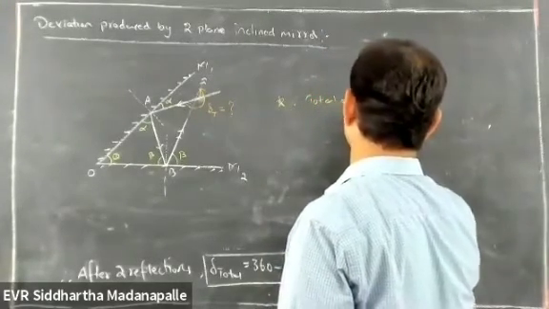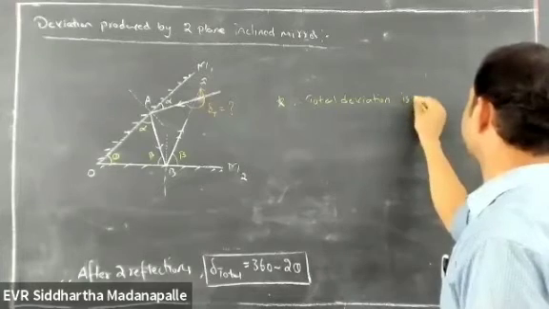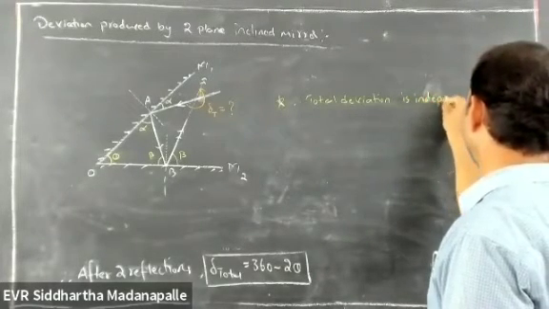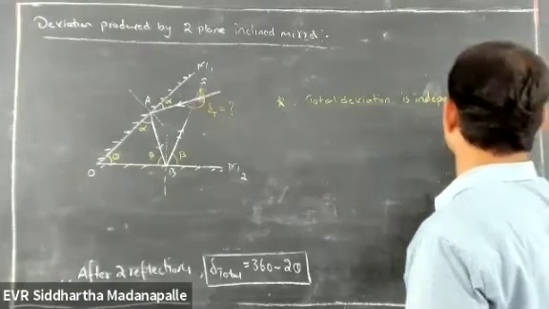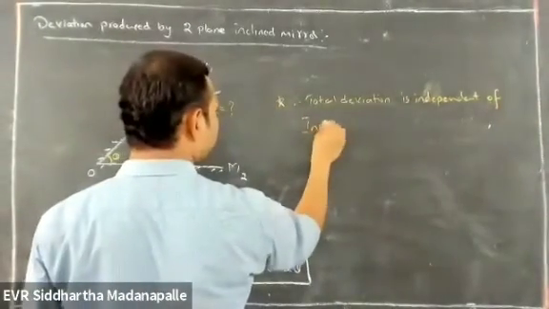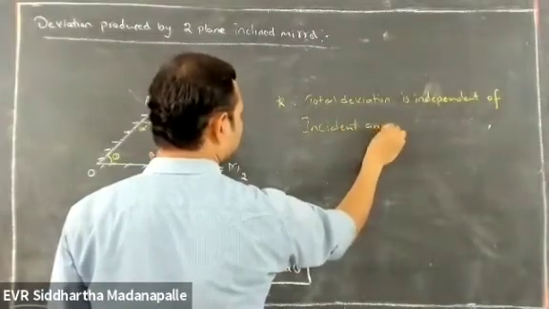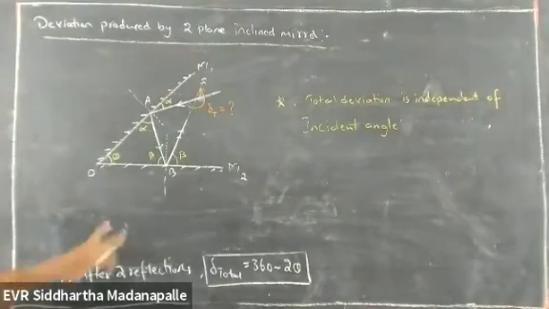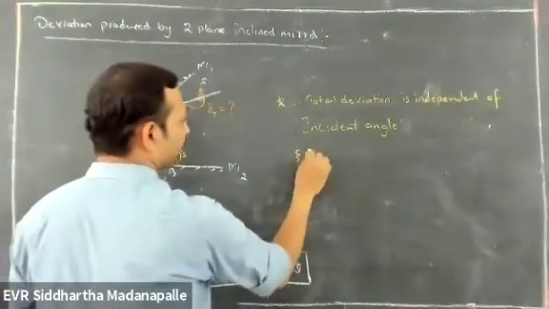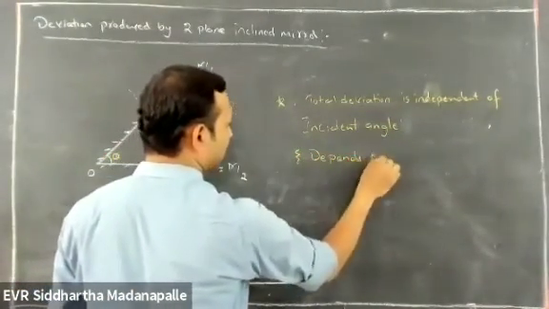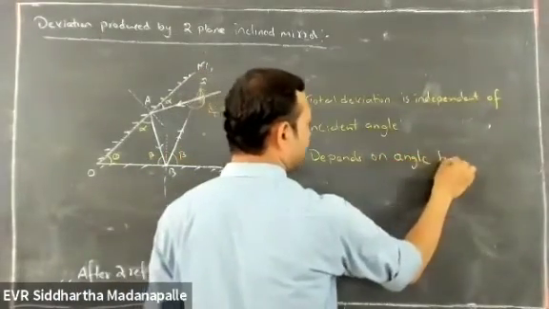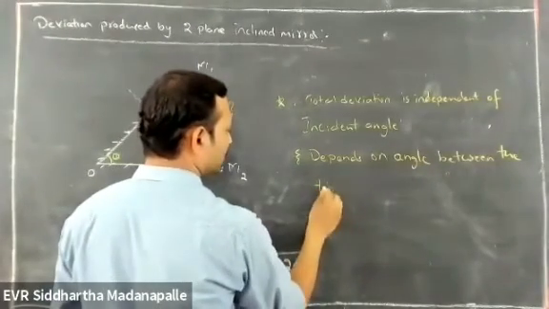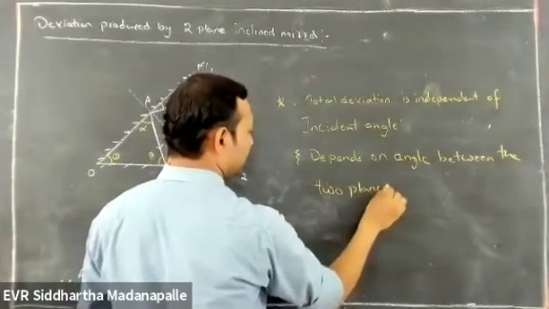Therefore, the total deviation is independent of the incident angle. It is independent of incident angle only. It depends on the angle between the two plane mirrors.